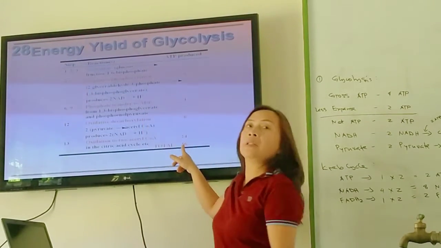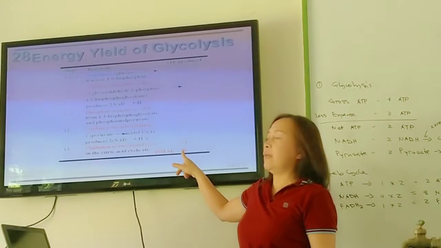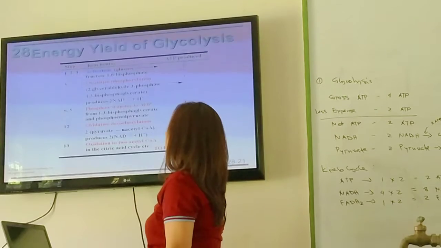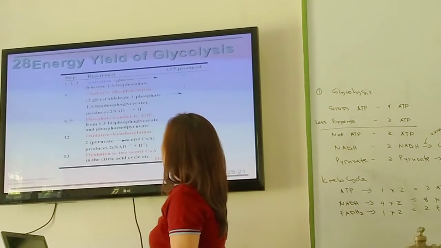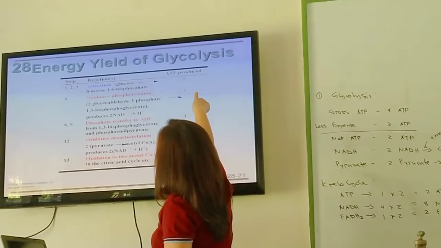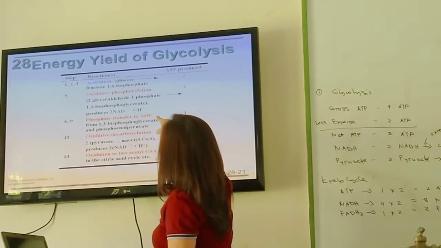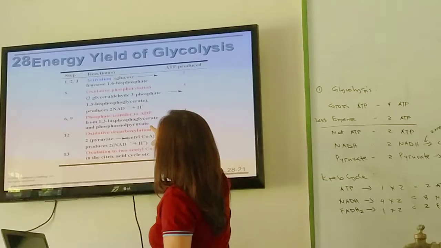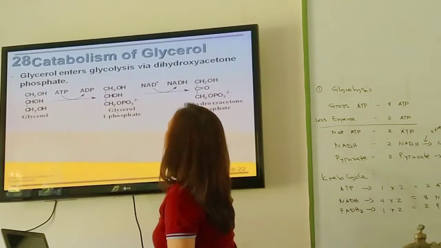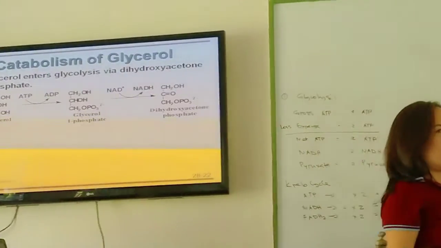Okay, so we have a total of how many? 36. Yes, 36 ATP molecules for every breakdown of glucose. So you have for oxidative phosphorylation, phosphate transfer. Next. Final exam. Now, how about glycerol, class?